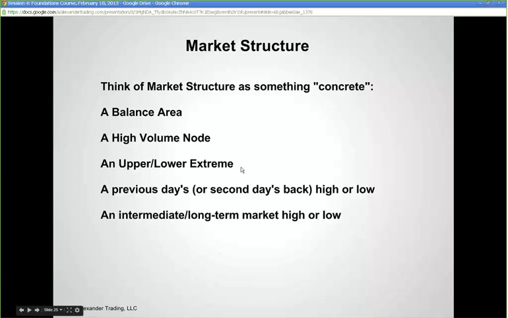So think of market structure as something that's concrete. It's something you could proverbially touch: a balance area, a high volume node, an upper or lower extreme. It's a previous day's or second day back's high or low. It's an intermediate or long-term market high or low. It's tangible, I guess.